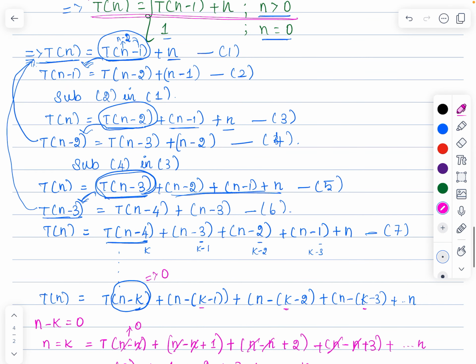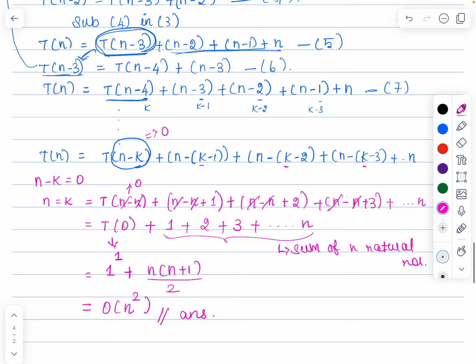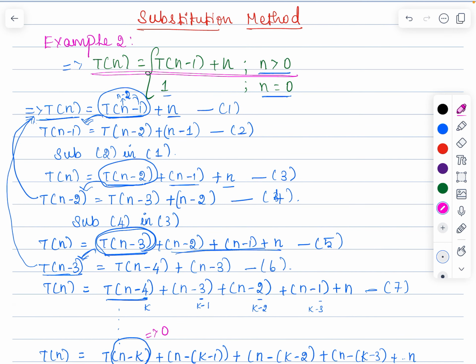Until you find the sequence, you are supposed to keep on substituting, and it would go till some extent. So find the sequence and end it, and find the formula, which formula sequence is followed here. You have to identify it and derive the final complexity through it. So this is how the substitution method can be applied to solve the recurrence relation. Thank you.